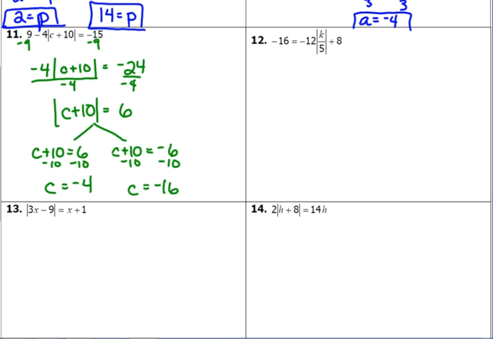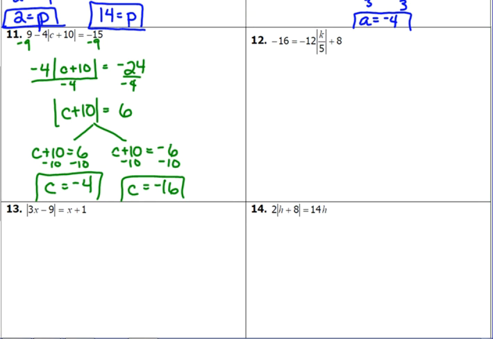Negative 4 plus 10 is 6. Negative 4 times 6 is negative 24. 9 minus 24 is negative 15. Negative 16 plus 10 is negative 6. Absolute value is positive 6, so obviously we're in the same boat. So both of these check out.